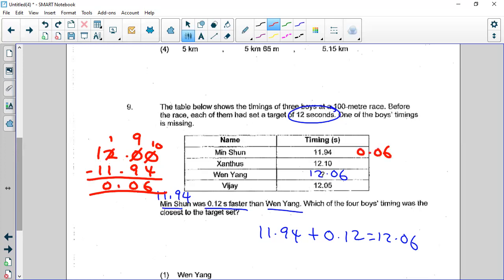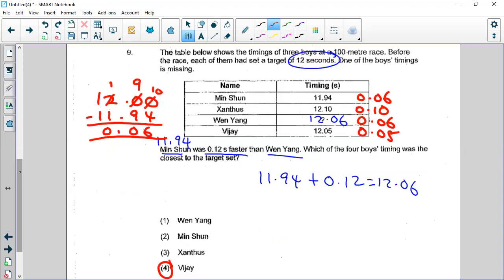And then how about Xanthus? Xanthus, you take 12.10 minus 12 seconds, that will give you 0.10. And then Wen Yang, 12.06 minus 12 seconds, 0.06 seconds. And then VJ, 12.05 minus 12 seconds, you will get 0.05 seconds. So which of the boys' timing was the closest? You look for the smallest difference. The one that has the smallest difference is the closest. So answer is VJ. VJ timing is the closest to the target. Understand? So you always look for the smallest difference to find the closest.